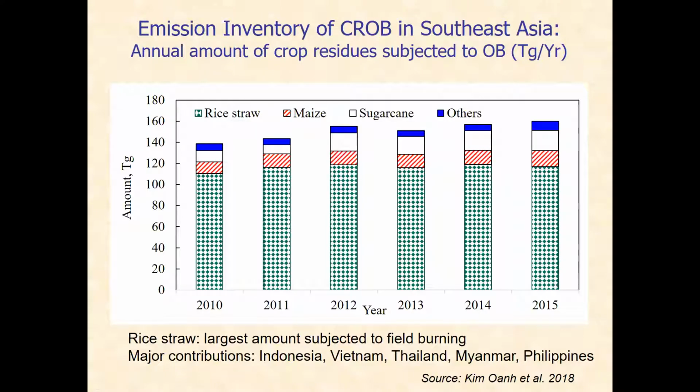For the emission inventory, we tried to do the emission inventory in Southeast Asia. Here, first I show you the annual amount of crop residue subjected to open burning in teragram per year. Annually, in Southeast Asia we burn around 170 to 180 teragram of biomass. As you can see, this is a valuable resource, but we get rid of it by open burning. Most of it actually comes from rice straw, because we are rice-growing countries. The major contributors include Indonesia, Vietnam, Thailand, Myanmar, and the Philippines. Other countries have a small contribution.